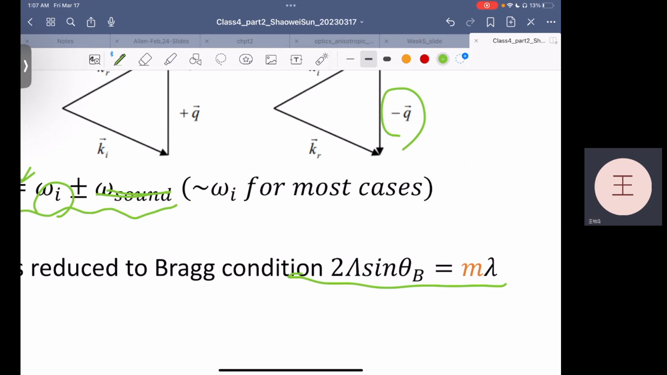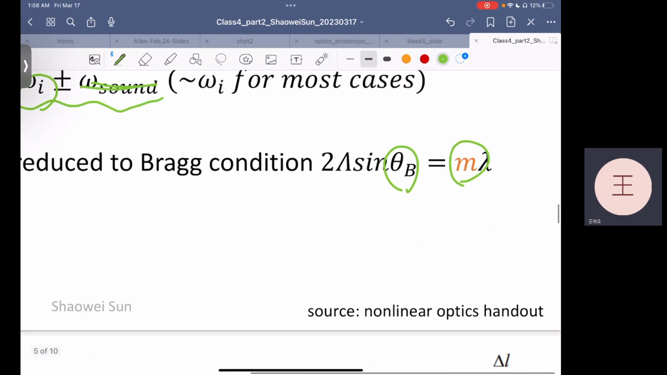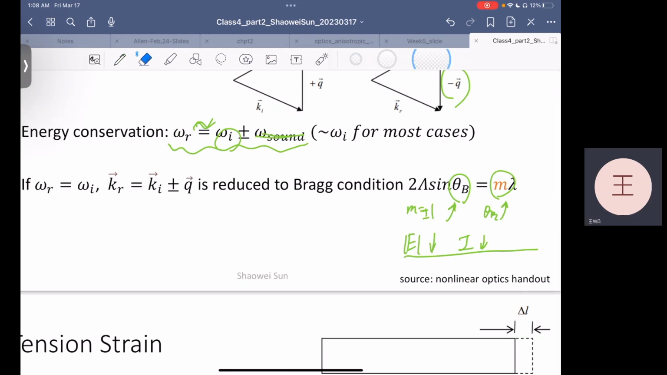And you may be curious about that. Under this condition, you may only have one of them. However, this suggests that different theta b may correspond to different integer multiples of it. However, usually we will only consider m equals 1, or plus or minus 1. Because as m goes larger, theta b goes larger, and the electric field goes lower, which means the intensity goes lower. And that's not what we are interested in. Thus, usually we consider m equals 1 as the case.